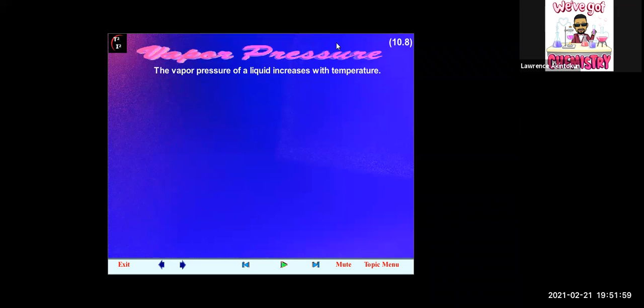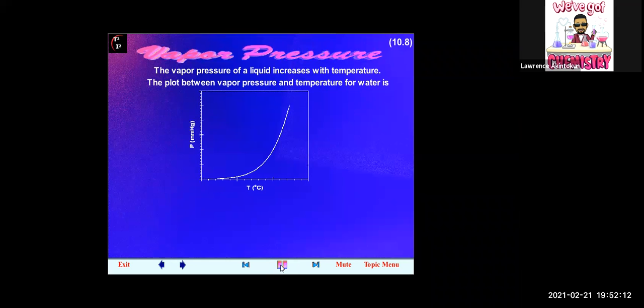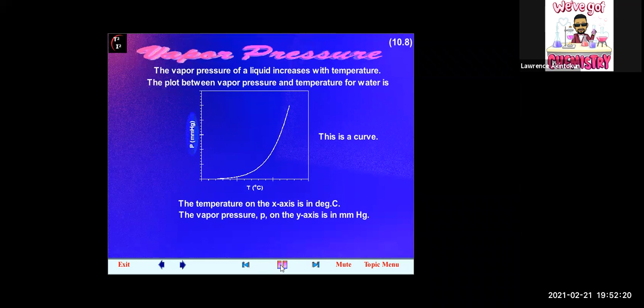Okay, let me move back a little bit before we go to the calculation. I want to talk a little bit about the vapor pressure. The plot between vapor pressure and temperature for water is a curve. The temperature on the x-axis is in degrees Celsius. The vapor pressure P on the y-axis is in millimeters mercury.